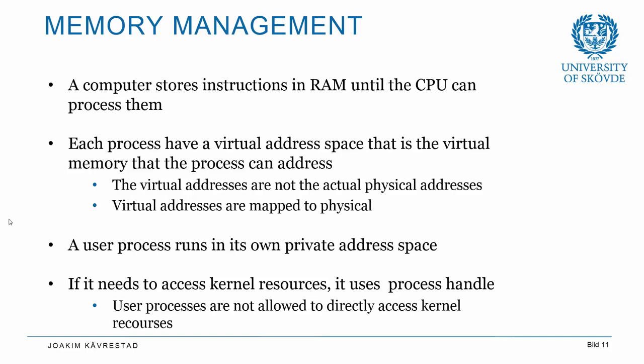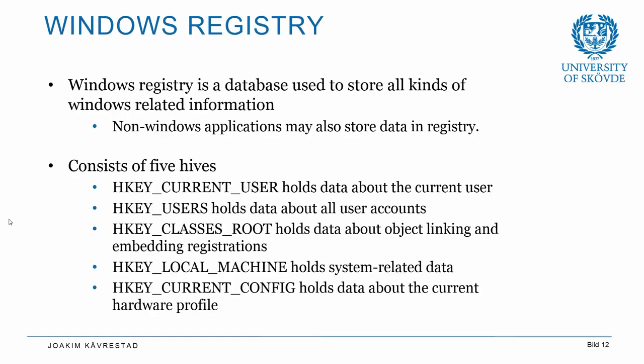A user process, a process that is in user space, runs in its own private address space. And if it needs access to kernel resources for some reason, it has to use a process handle. And this is because user processes are not allowed to directly access kernel resources as a security function. That's what we're going to say about memory management.